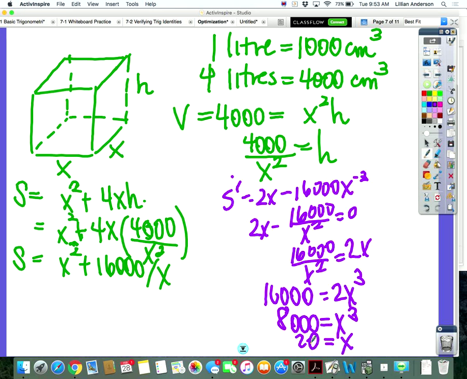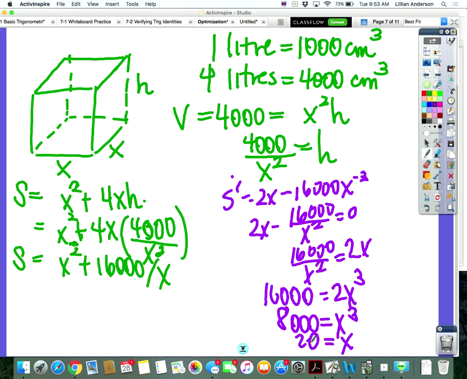Okay. So this should have been the original surface area. It should have been x squared plus 16,000 over x. The derivative would have been 2x minus 16,000 over x squared. Subtract 2x from both sides. Turn them both positive because both of them would have been negative. Multiply both sides by x squared. Divide 16,000 by 2 to get 8,000, and then take the cube root.